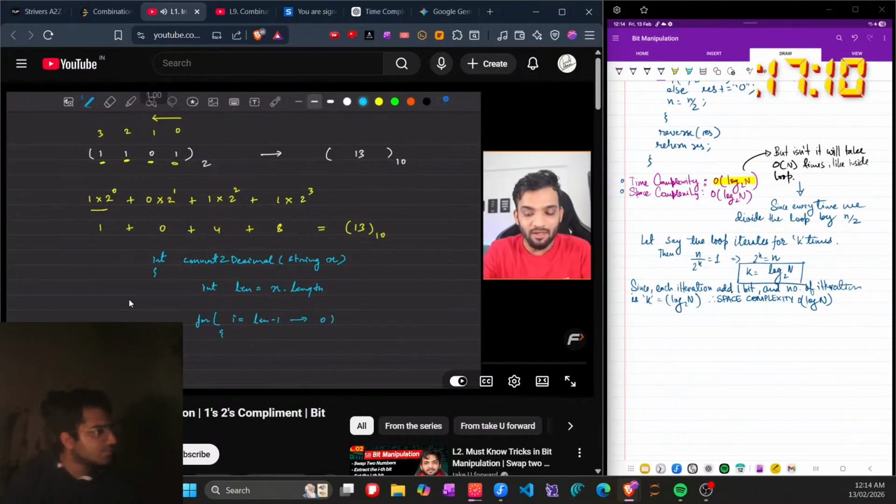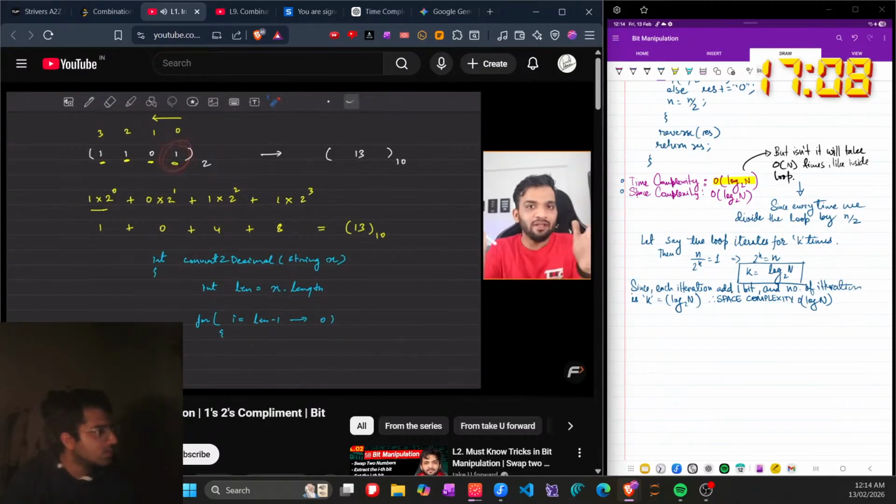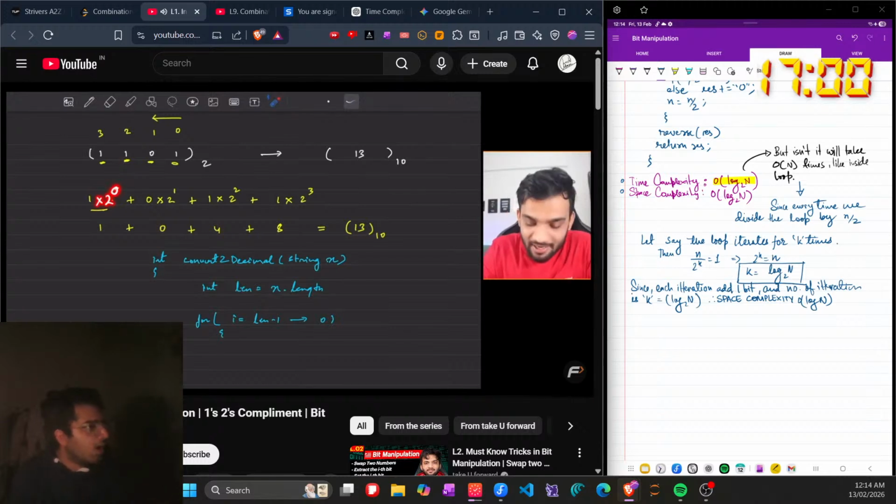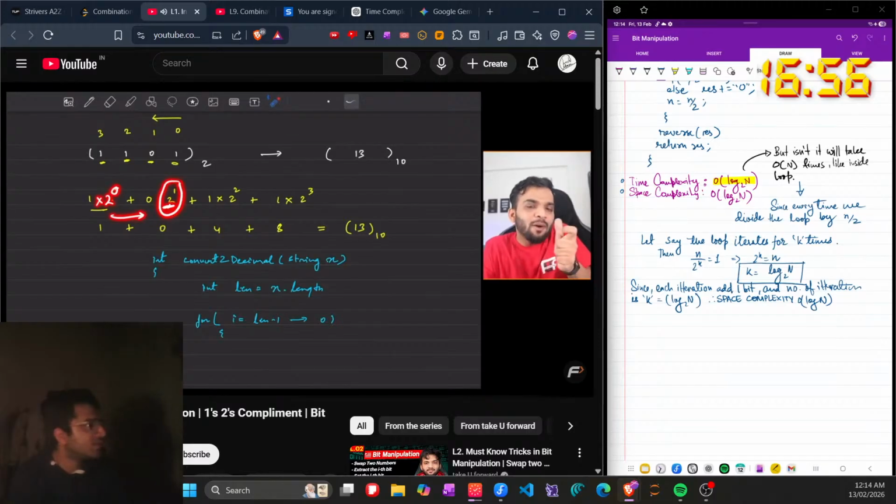Now what am I doing? I'm taking whatever it is. If it is 1, I'm taking it, right? And I'm multiplying that with 2 raised to the power something, right? After that, I'm multiplying it with 2 raised to the power 1. After that, 2 raised to the power 2. So every time there is an increment or a multiplication of a power of 2, correct?